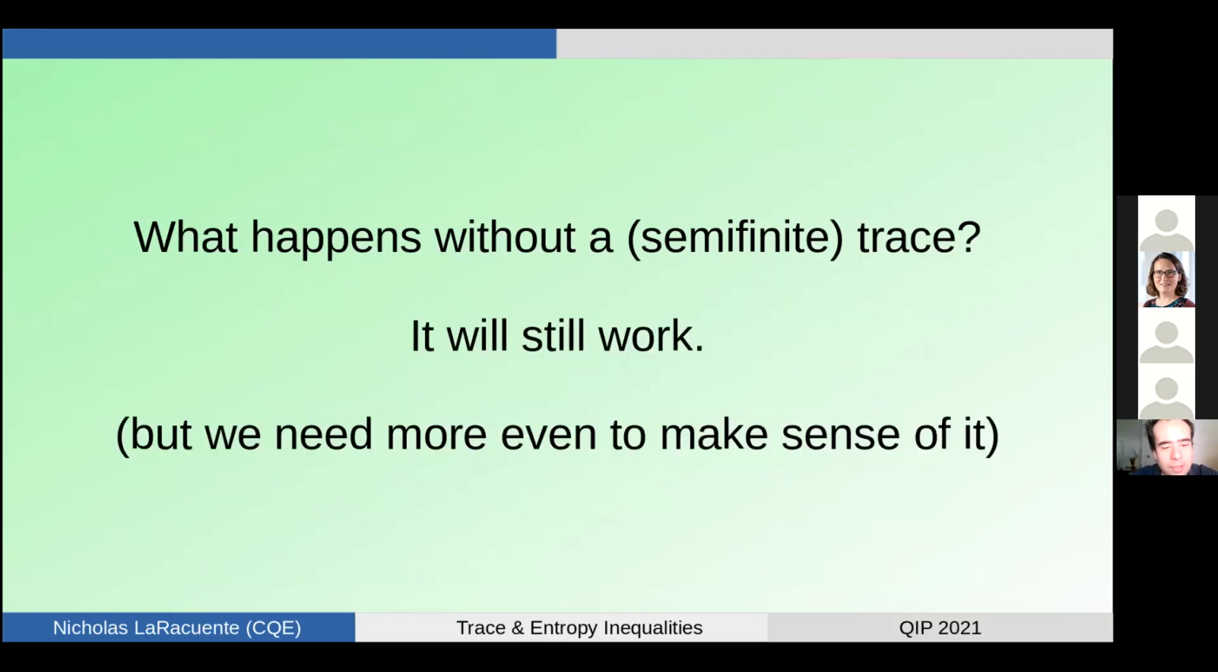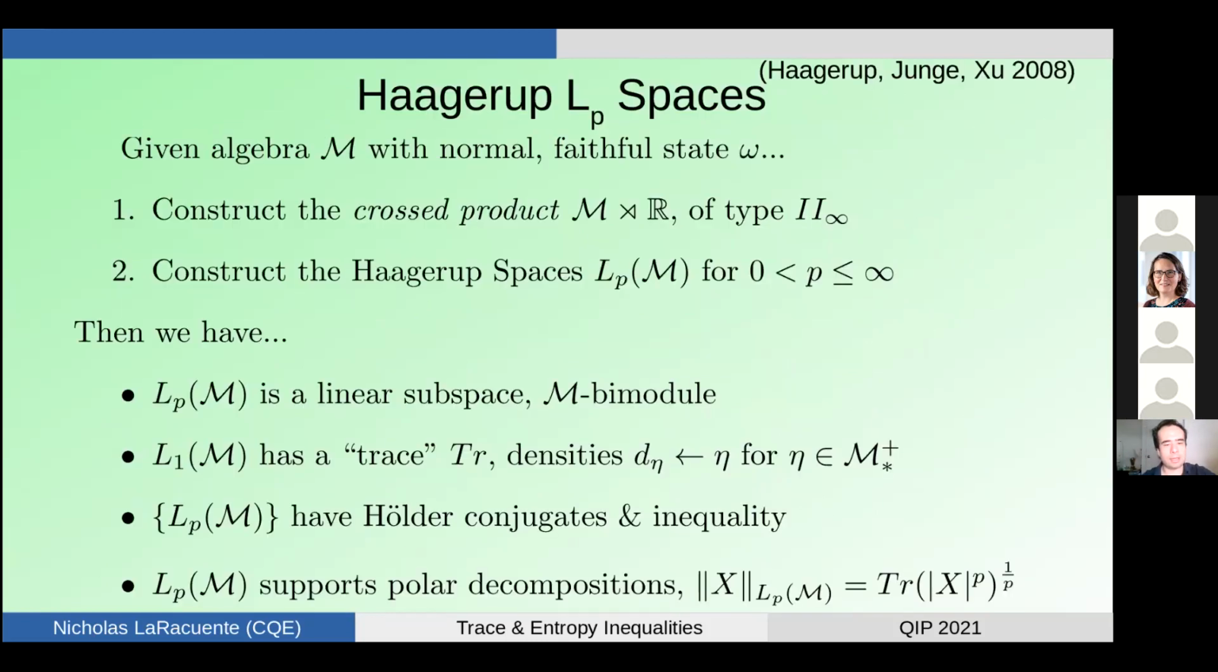It turns out that all of this will still work, but even to make sense of it, we need to introduce some extra machinery. And so this will get into some more of the mathematical ideas that we've brought to this problem. So one of them is that of a Haagerup L^p space. Given an algebra M, again with a normal faithful state, we can construct something called a crossed product. In this case, we're taking a crossed product of M with the real numbers. And this is guaranteed to be of type at most II-infinity, even if the original M was type III. And so this has at least a semi-finite trace.